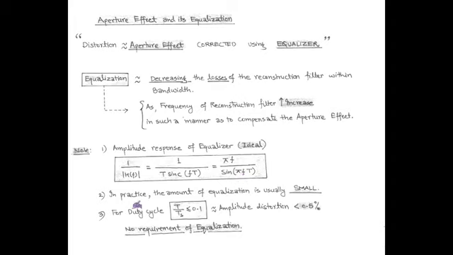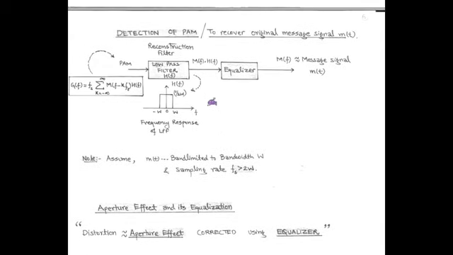In practice, for duty cycle T/Ts less than or equal to 0.1, the amplitude distortion is less than 0.5%. So the amount of equalization is usually very small, and there is no need of equalization in this situation. Here the equalizer has an inverse amplitude response, and at the output of the equalizer we have the modulating signal. Next we discuss the transmission bandwidth of the PAM signal.